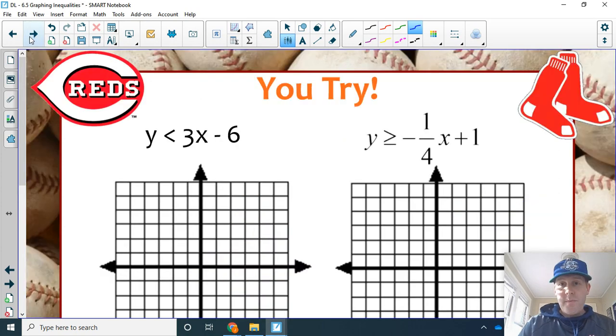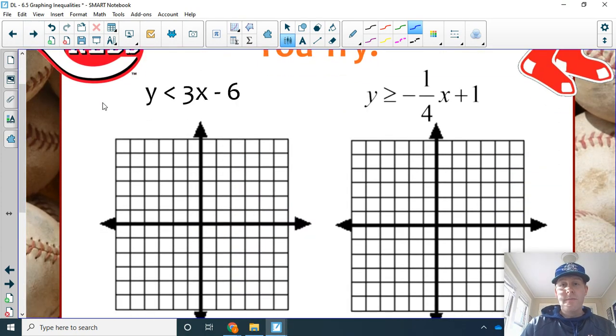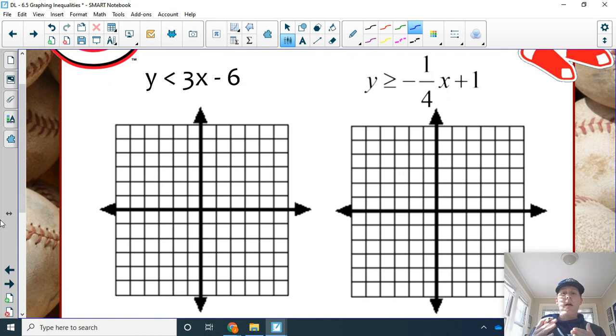So go ahead and try these two on your own. I know a lot of you probably don't have graph paper, and we kind of expected that. So instead, in your notebook, just do your best to draw as neat as you can an x-axis and a y-axis, and graph it to the best of your ability. That's all we're asking, is try your best.